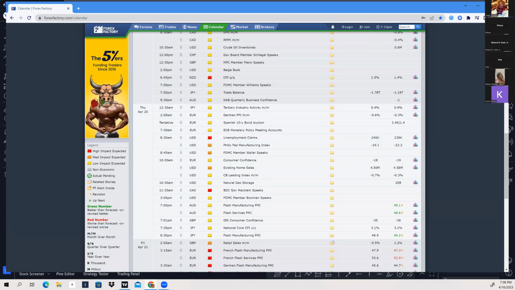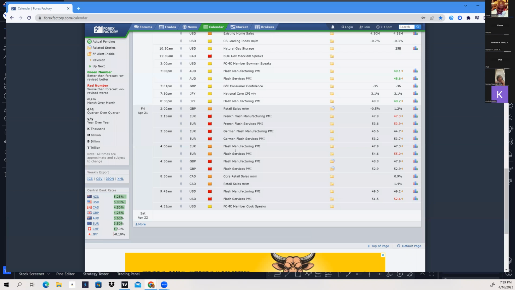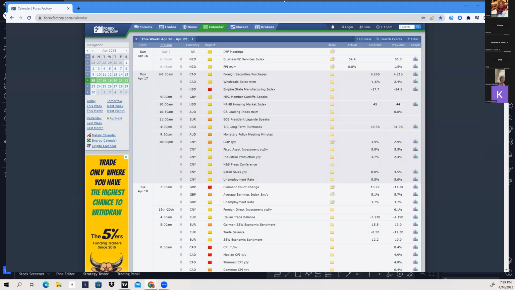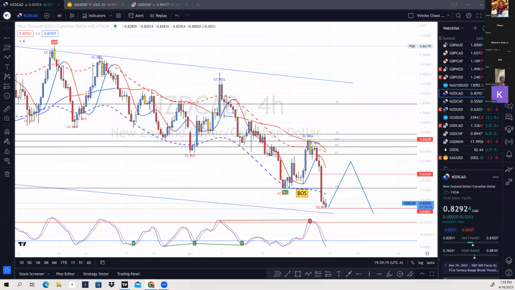And then on Thursday, again, we have some unemployment claims. That should move the market some. And then on Friday, we have some more news. So Friday should be a pretty cool day. We should see a lot of movement in the market on Friday, right? So that's the first thing you want to do, is always look at the news and make sure you're not trading during the news or trading the wrong pair during the news time, okay?